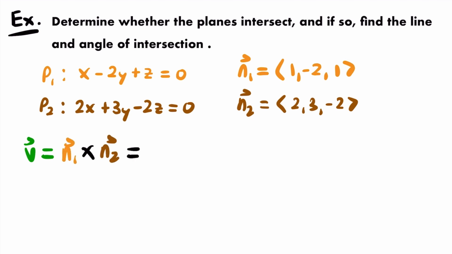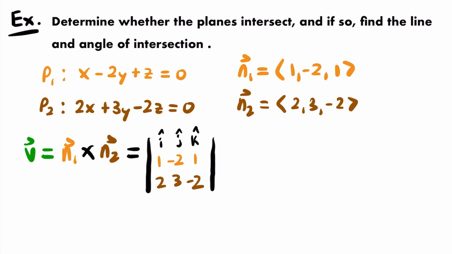And so let's set up our cross product calculation. We're going to be setting up a 3x3 matrix and then calculating the determinant of that matrix. The first row will be the standard unit vectors i, j, and k. The second row will be the components of vector n1, and the third row will be the components of vector n2. So we'll just copy these components into this matrix. We'll have 1, -2, 1, and then 2, 3, -2. Okay? And so let's calculate the 3x3 determinant here. We'll start by looking at vector i.